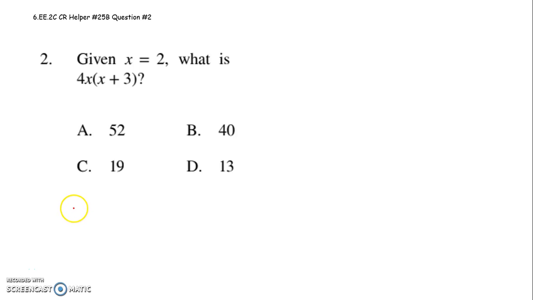Sixth graders, this is to help you with number 2 on CR 25 version B. It says, given that x is 2, what is 4 times x times the quantity x plus 3? So it's important you realize when you see 4 and then x, that means 4 times x. Then when you see a set of parentheses, that also means multiplication. So times, and then within parentheses you have x plus 3.